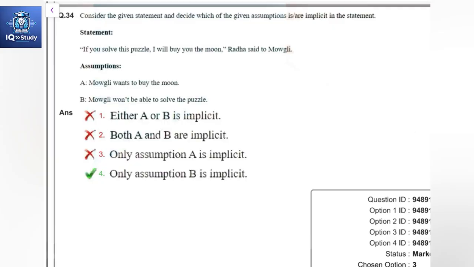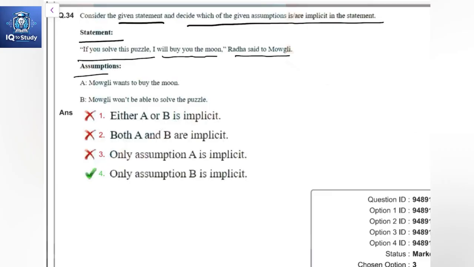Consider the given statement and decide which of the given assumptions are implicit in the statement. The statement is given as, "If you solve this puzzle, I will buy you the moon," Radha said to Mowgli. Assumptions are given as, Mowgli wants to buy the moon. It is wrong. He never mentioned that. Mowgli won't be able to solve the puzzle.